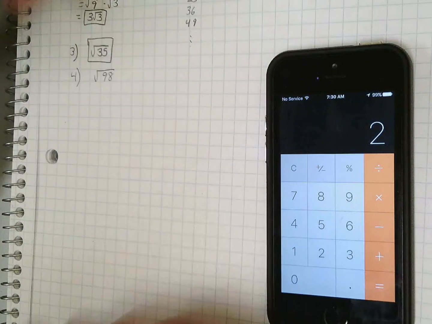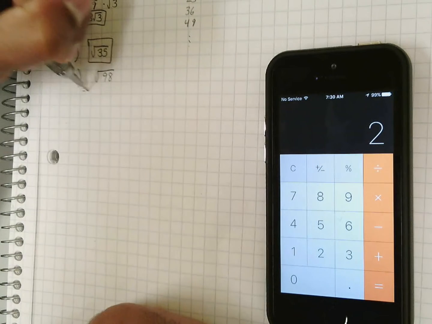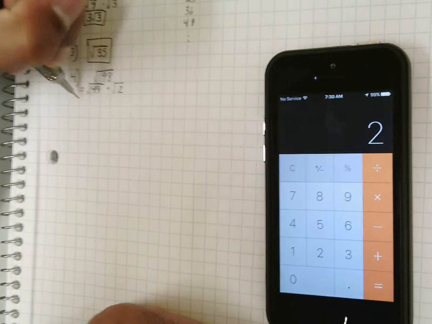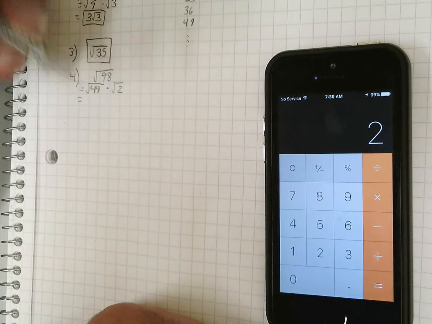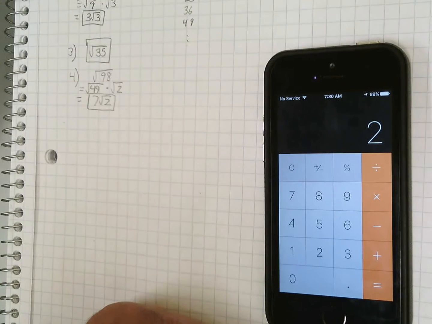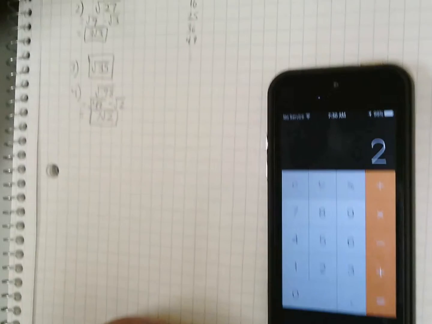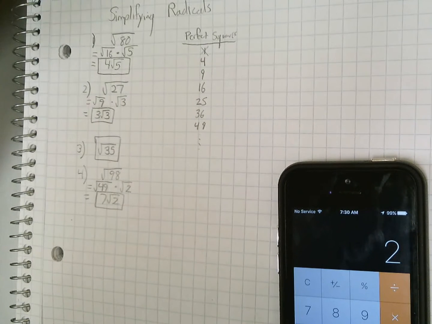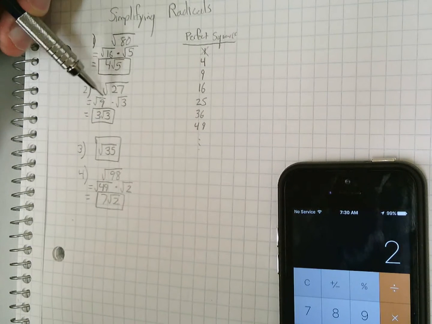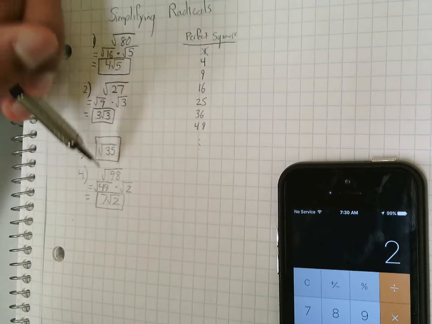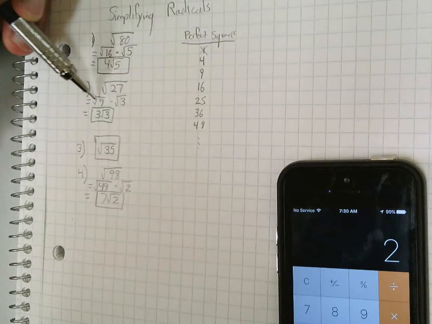So what does that tell me? That means I can write this as the square root of 49 times the square root of 2. And 49 is a perfect square, so that's 7 root 2. There we go. Okay, so once again to recap, to simplify a radical, we want to split that radical into the product of two radicals, where one of them is a perfect square.